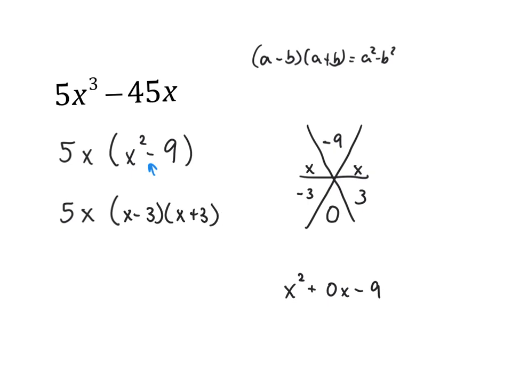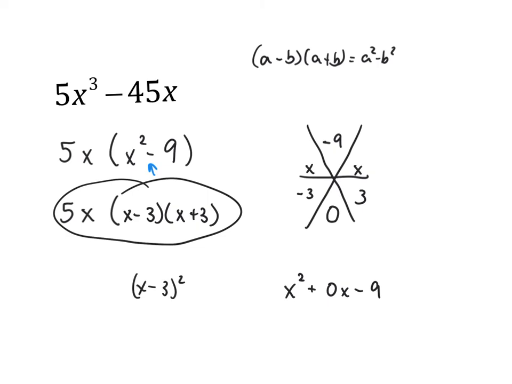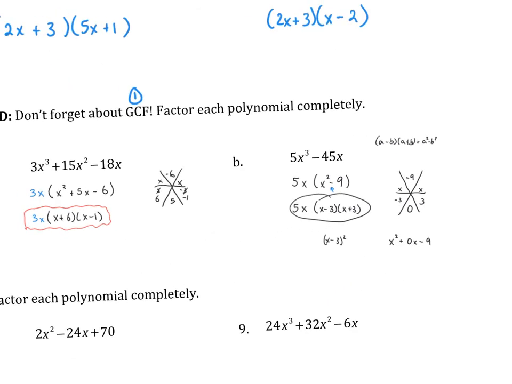And we are done. 5x times x plus 3 times x minus 3. I don't write this one as x minus 3 with a square, because this is a plus and that's a minus. They're not the same, so I can't say it's the same thing by itself. These are different. They're conjugates, not the same thing. All right.